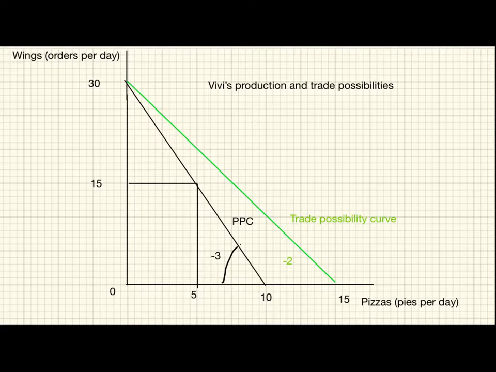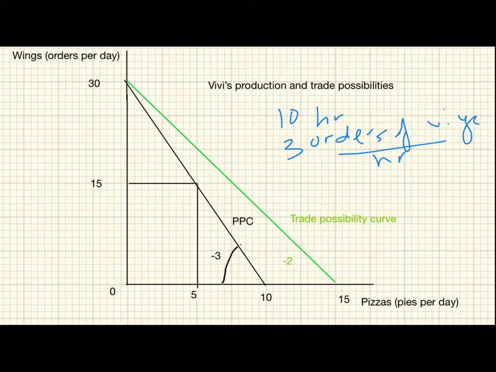The way you get this is the given information is that Vivi works 10 hours and she can make 3 orders of wings per hour. So if she spent all her time making wings, she could make 30 of them. That's one endpoint. And then if she makes 1 pizza per hour, in that case she could make 10 pizzas.